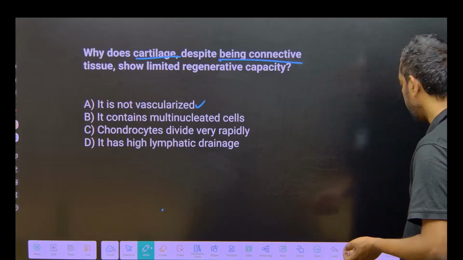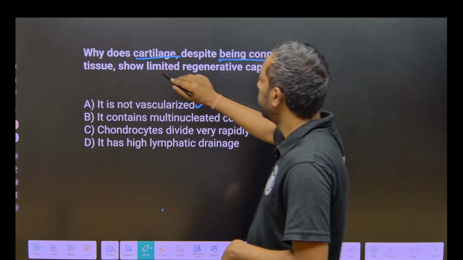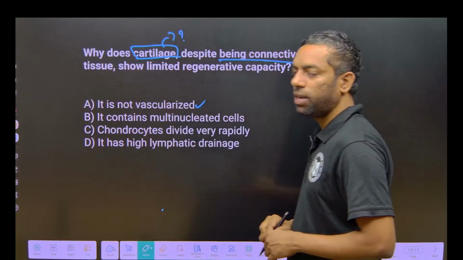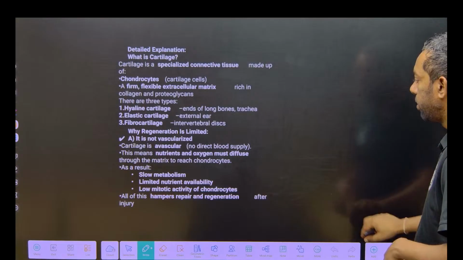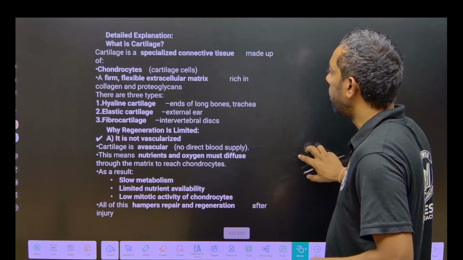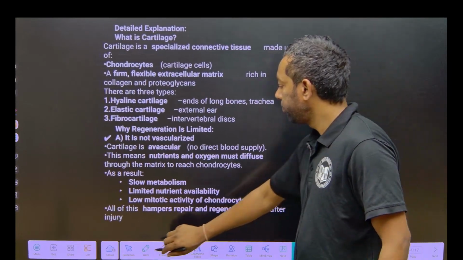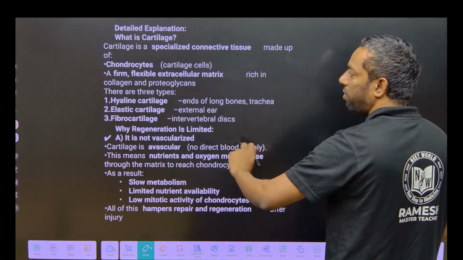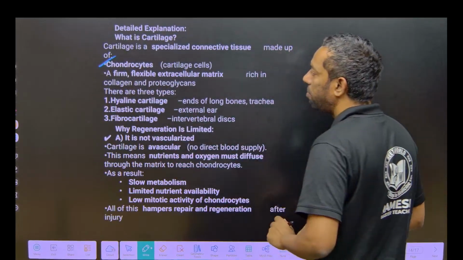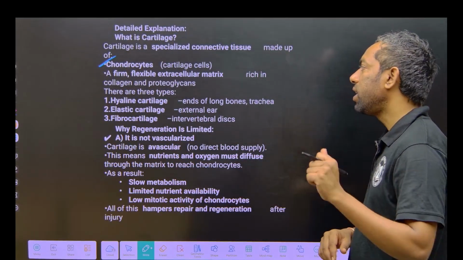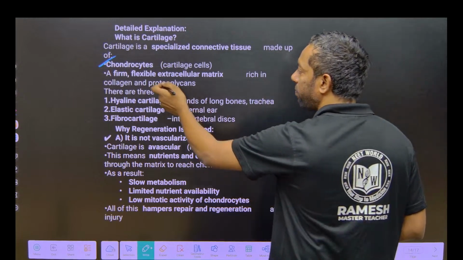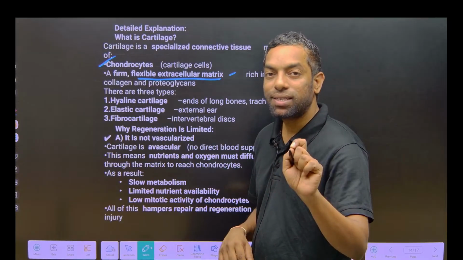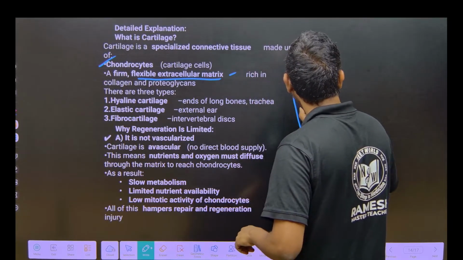What is cartilage? I am going to explain here. Cartilage is a specialized connective tissue made up of chondrocytes. Chondrocytes mean cartilage cells, embedded in a flexible extracellular matrix.